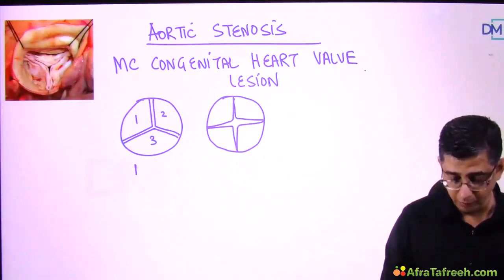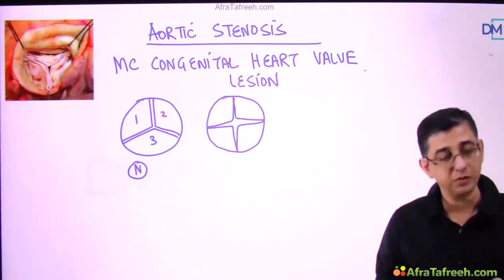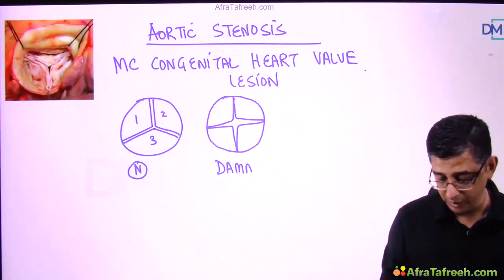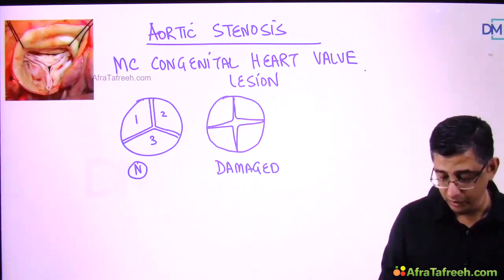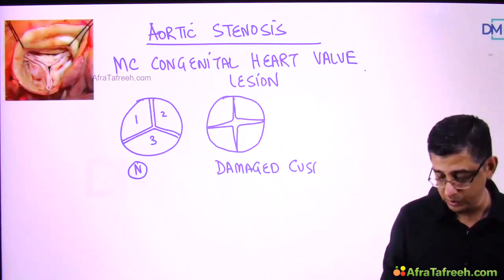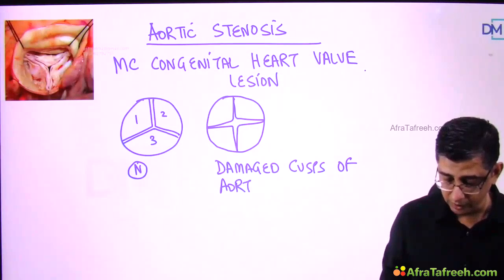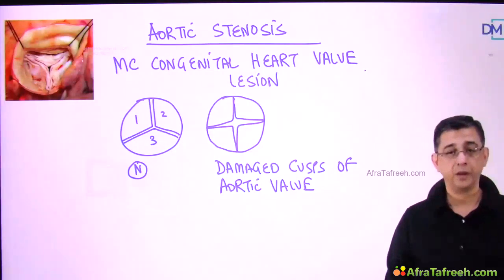I have shown a normal valve, a normal tricuspid aortic valve. There are three cusps that you can see of the aortic valve. This is a damaged aortic valve which will have a star shaped configuration. There is a problem with the cusps of the valve. These are damaged cusps of the aortic valve. So there are two problems occurring in this patient simultaneously, that is presence of AS and AR.